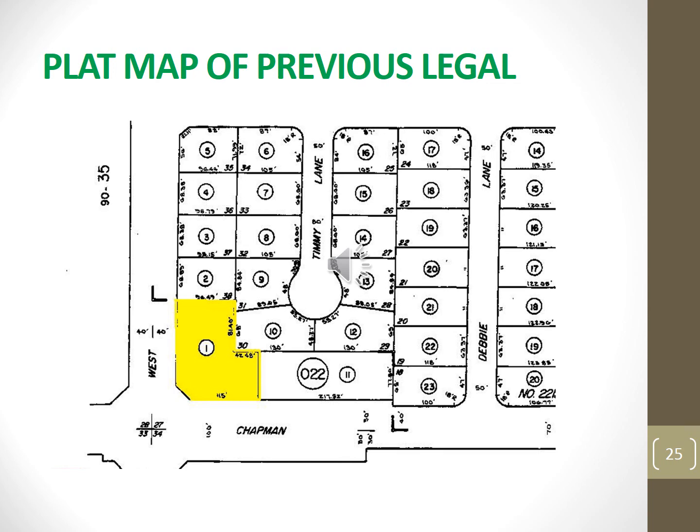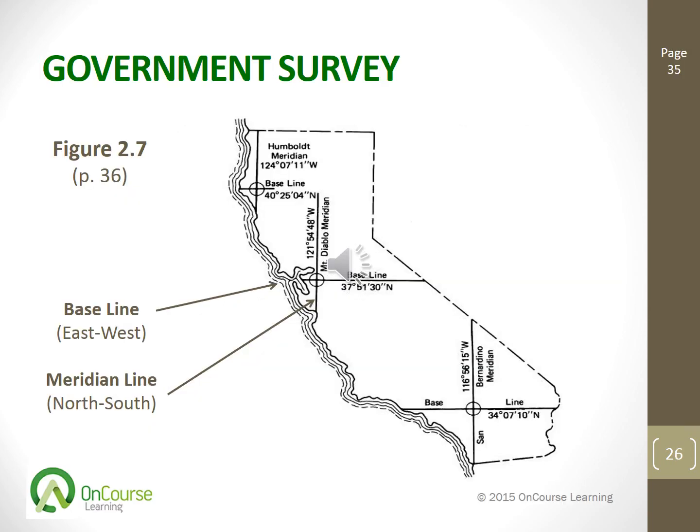Next slide, please. Well, here's our government survey. Most of the land in the United States outside the 13 original colonies was surveyed in this manner.